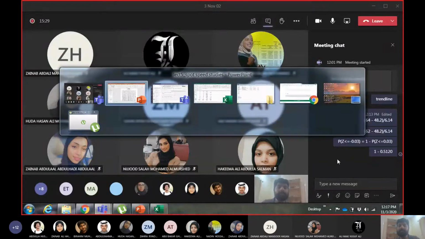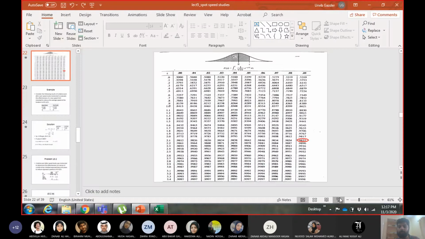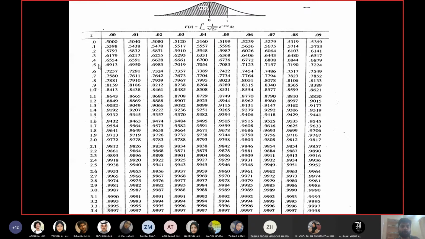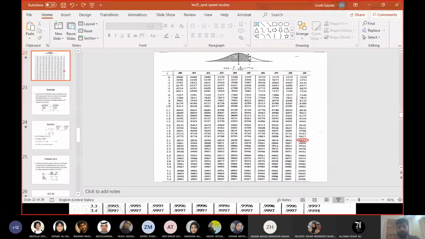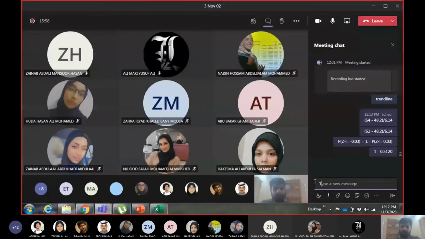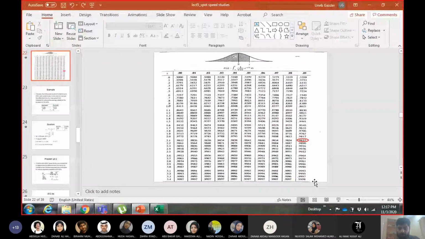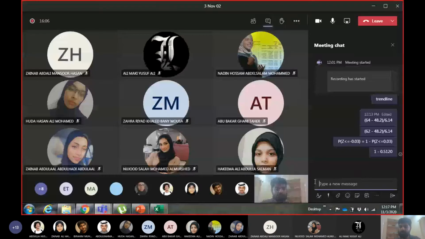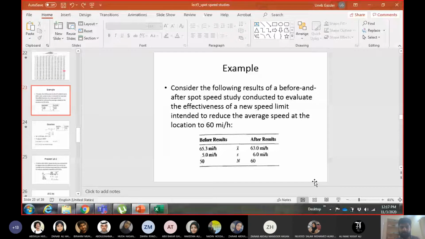Okay, then the next number was minus 0.36. If you want the probability for minus 0.36, then 0.3 is this one and 0.06 is here. So this value basically is 0.6406. Okay, I think I'm correct. Yes, 0.6406. So the probability of plus 0.36 is 0.6406, and the probability for minus 0.36 will be 1 minus 0.6406. Again, the probability is given in the table. I will go back to the table.